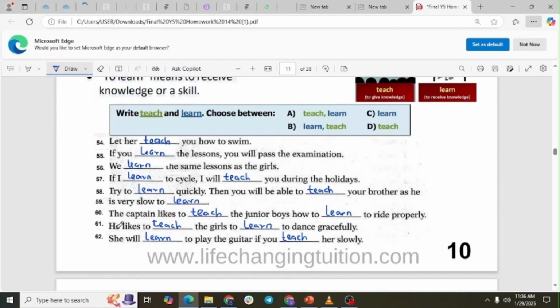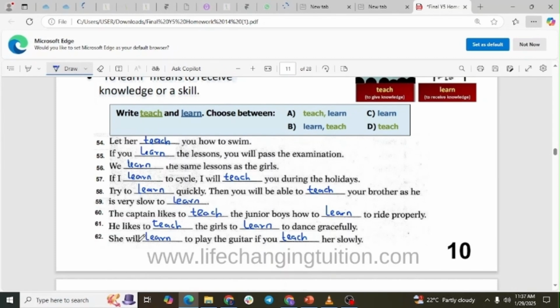Question 61. He likes to blank the girls to blank to dance gracefully. Correct answer. A. Teach, learn. Explanation. Teach is used in the first blank because he is giving instruction to the girls, and learn is used in the second blank as it refers to the girls acquiring the skill of dancing.